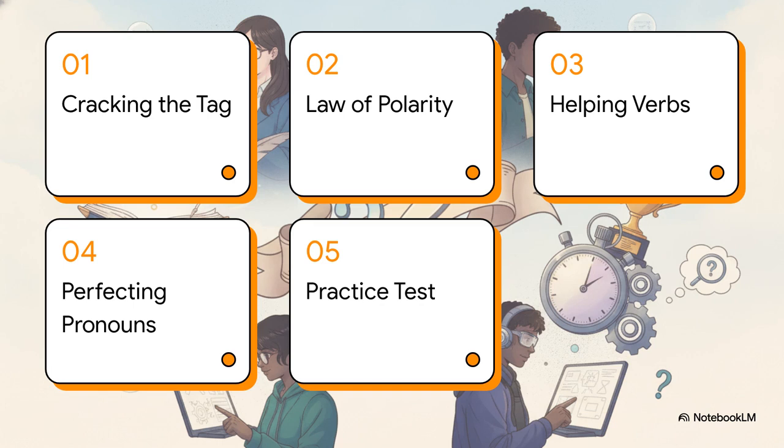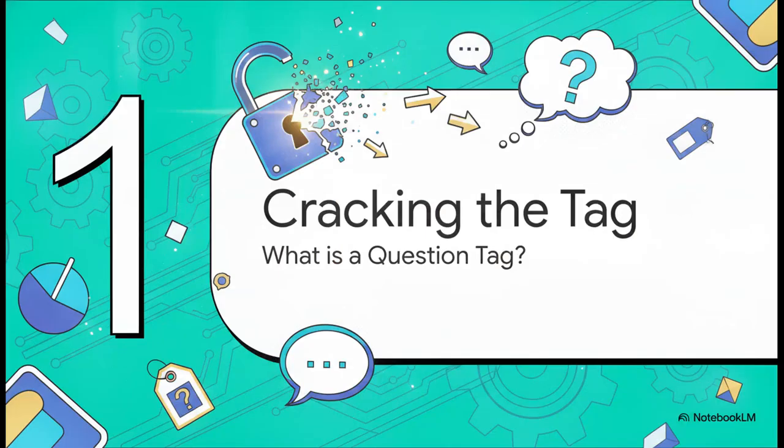Here is our game plan. First, cracking the question tag. Second, the law of polarity. Third, mastering helping verbs. Fourth, perfecting your pronouns. And fifth, a rapid-fire practice test. Let's start with Section 1, cracking the question tag.